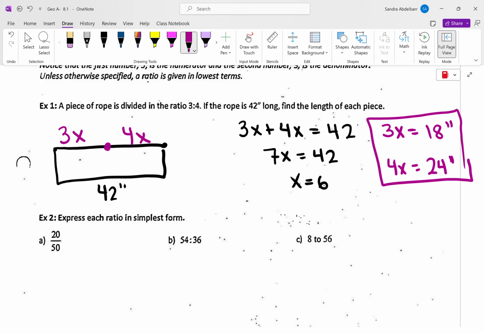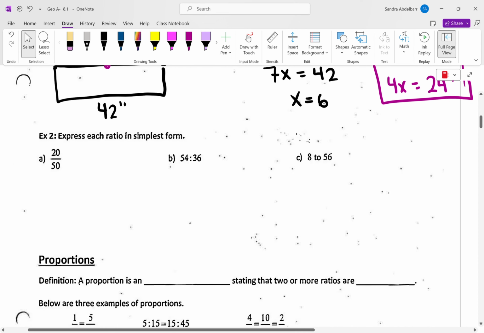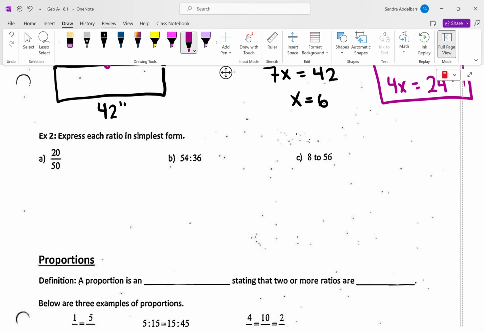Because ratios can be written as fractions, we always simplify fractions, which means we can always simplify ratios. So when they say express each ratio in simplest form, if I have 20 to 50, isn't that the same as 2 to 5? And now B, I have 54 to 36. I want to write that as a fraction. If I'm going to change 54:36 to a fraction, which one has to go in the numerator? The 54 over 36.